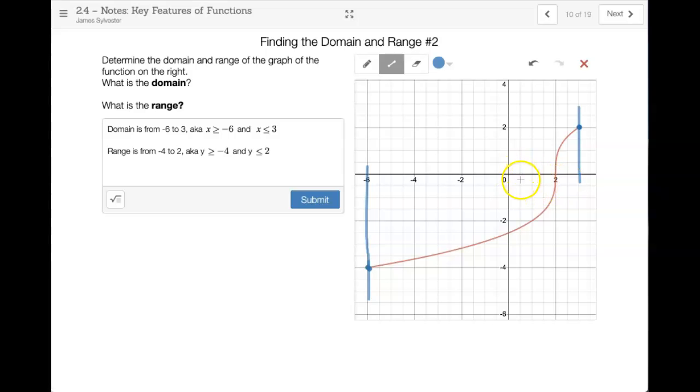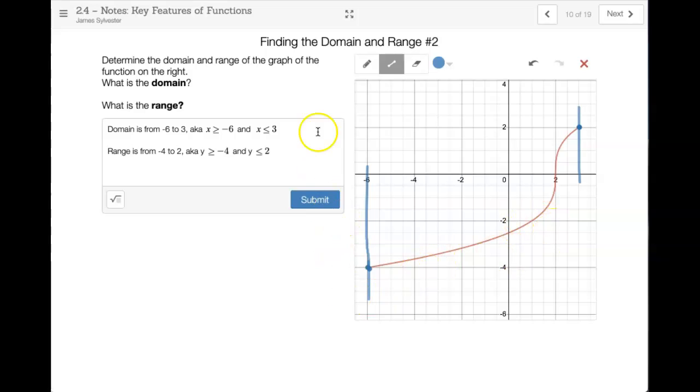Well, you got to be careful with your intervals here. Each space is 0.5, 0.5, 1, 1.5, 2, 2.5, 3. So it goes all the way to 3 and all the way to -6. So that's what you have here, that x is greater than or equal to -6, but x is also less than or equal to 3.